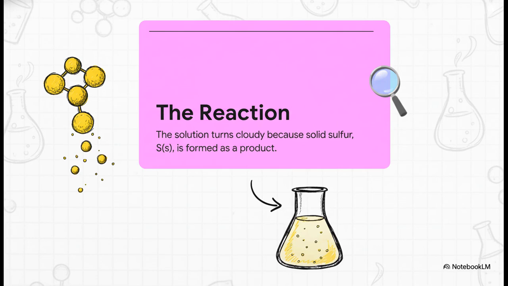Now, the great thing is they give you the whole chemical equation right in the question. That's basically a massive hint. Just look all the way to the right at the products. You see that S with a little s next to it? Well, that s tells you everything. It means solid, and that right there is our culprit. It's the whole reason things get cloudy.